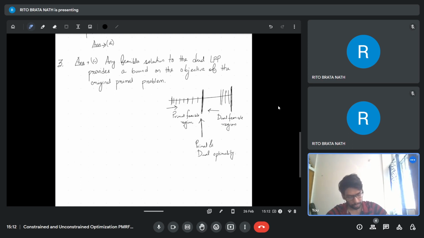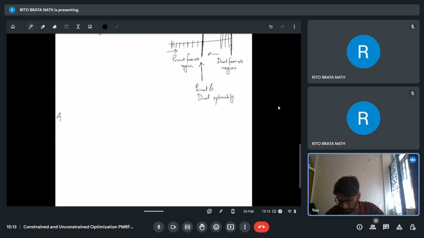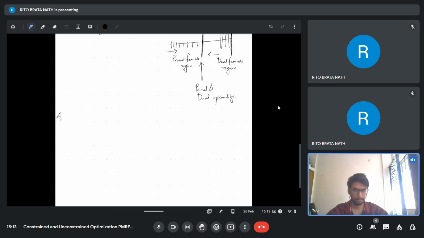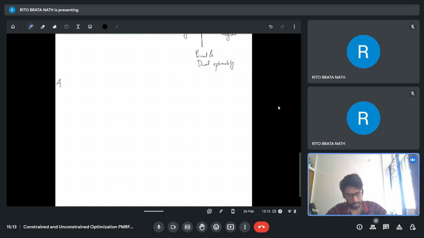Let's move to the fourth problem. It says: which of the following statements is or are true. There are actually two correct answers here. If any variable of the primal problem is unrestricted in sign, then the corresponding constraint of the dual is an equality, so that's true. Another: if any constraint of the primal problem is an equality, then the corresponding variable of the dual is unrestricted in sign. I showed you in the previous class how to prove this as well. So the answer is A.